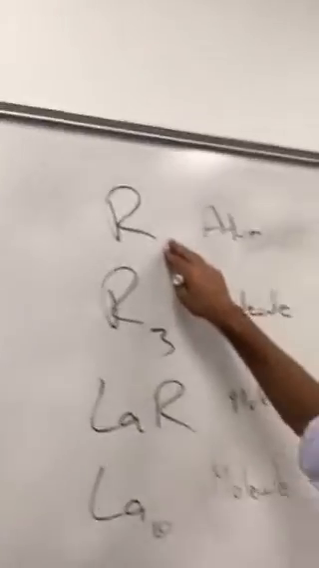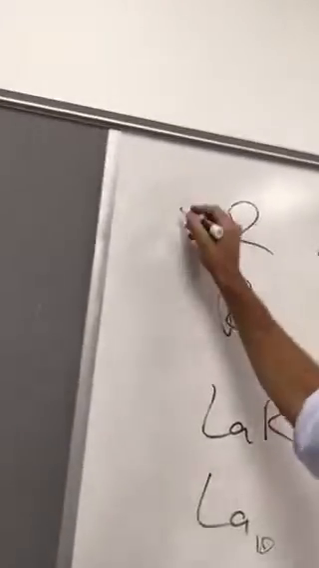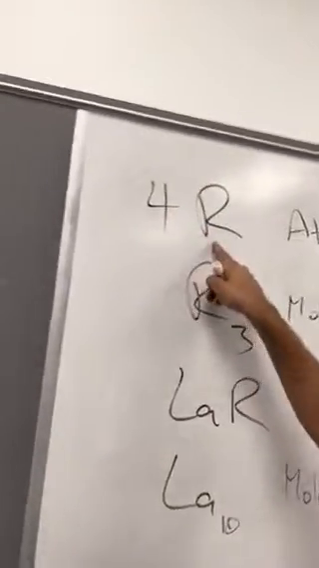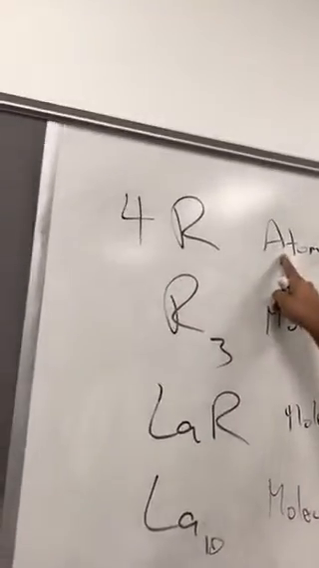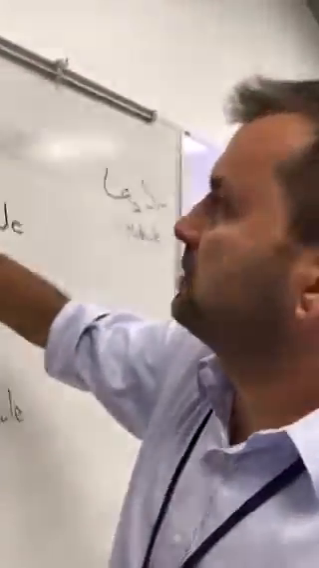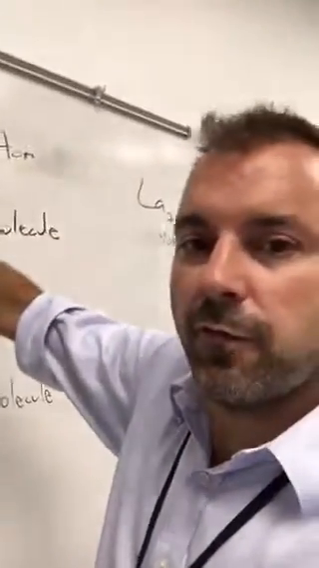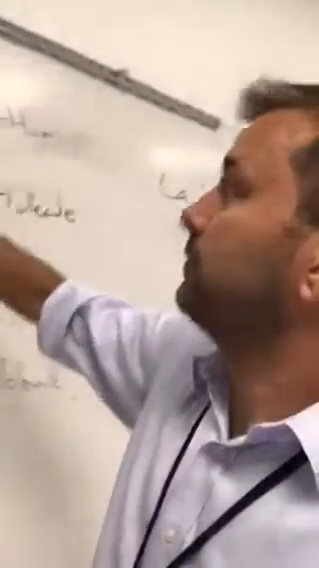Right? So if we go back to this one, I can ask a question. What if I put a number in front of this? What if I have 4R? Does that change whether or not it's an atom? The answer is no. It doesn't change it. This is still an atom. It's just that now you have 4 of the atoms instead of what we had here, which was 1 of the atoms. Okay?